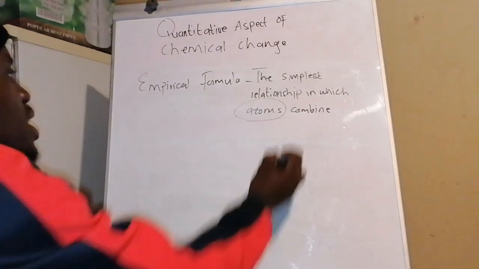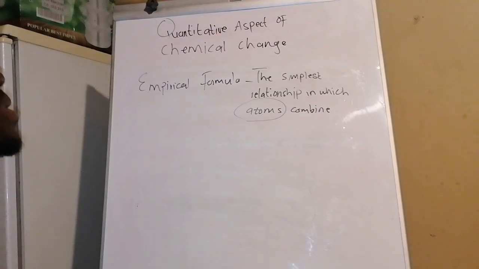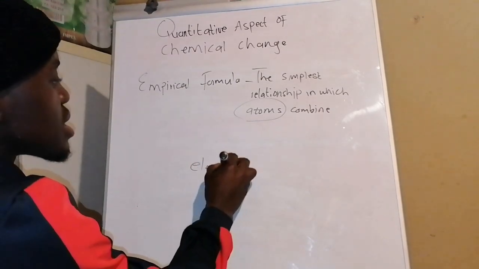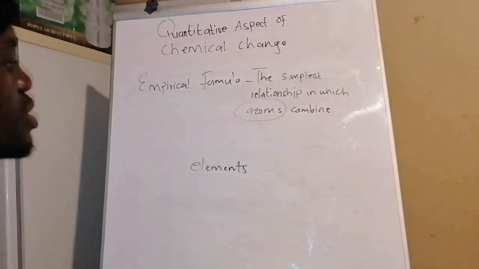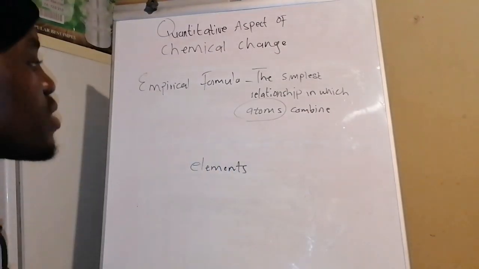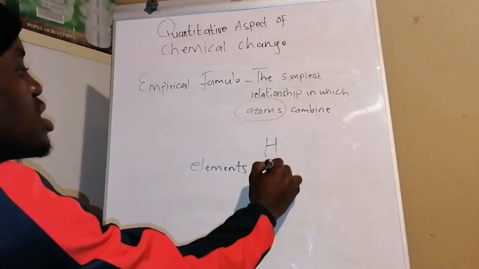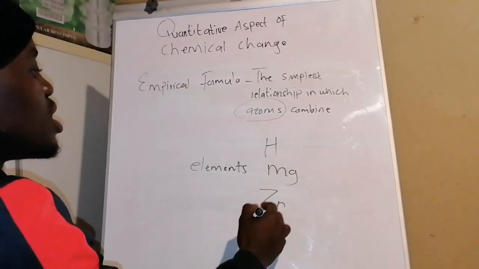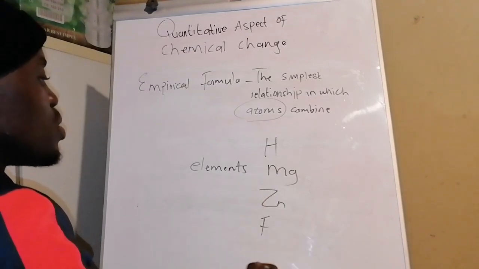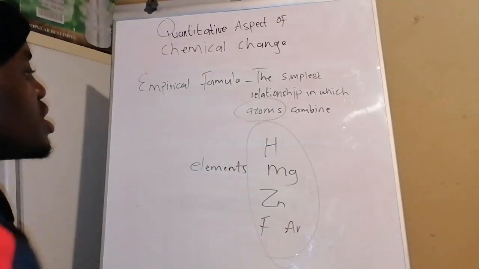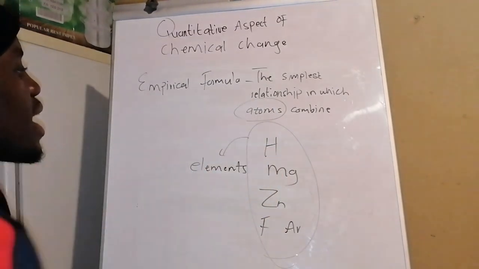When you talk about atoms, we are talking about all the elements that are found on the periodic table. Everything that is written on the periodic table, those things are known as elements. For example, we have hydrogen, magnesium, zinc, we have fluorine, we have argon. Everything that is written on the periodic table is known as an element.